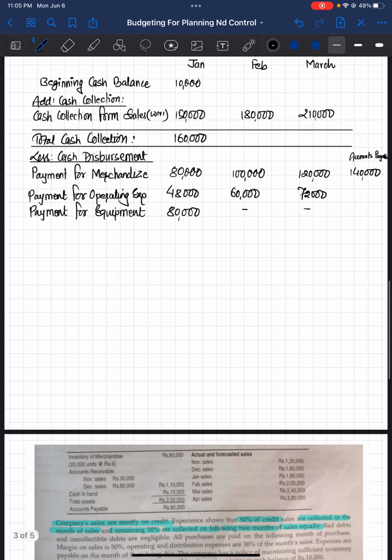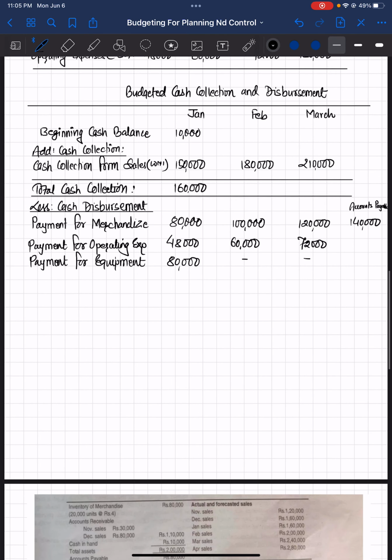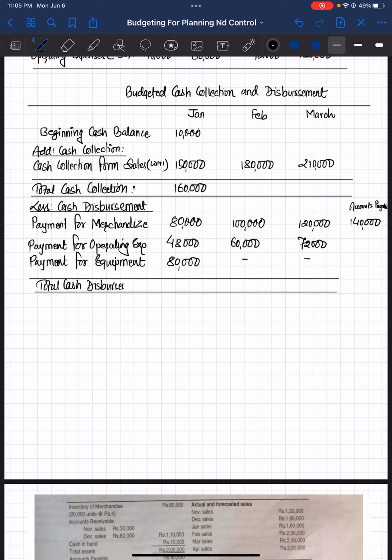There's no other repayment or disbursement. So what I'm going to do is add this up as a total cash disbursement. So let's add it up. First one comes to 80,000 plus 48,000 plus 80,000 again. That's going to be 208,000. That's 260,000. That's going to be 192,000.